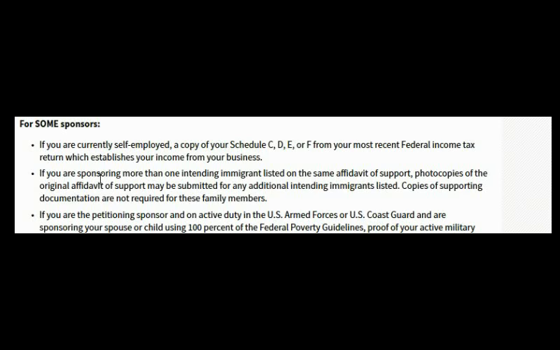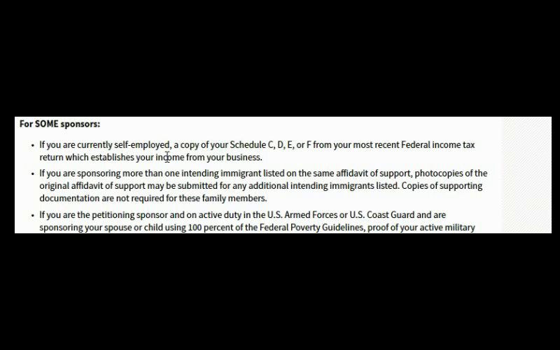Second point over here is, if you are sponsoring more than one intended immigrant listed on the same affidavit of support, a photocopy of the original affidavit of support may be submitted for any additional intended immigrant listed. Okay, so what does that mean? It can happen that you're supporting two or three intended immigrants to come to the United States of America. In that case, you're going to provide a photocopy of the original affidavit of support for any additional intended immigrant listed. Like the second additional intended immigrant, you have to provide a photocopy of the original affidavit of support for that person. The third one, you're going to do the same thing.